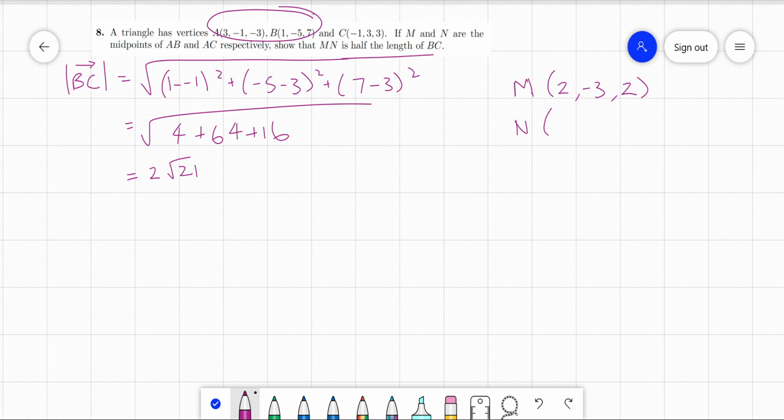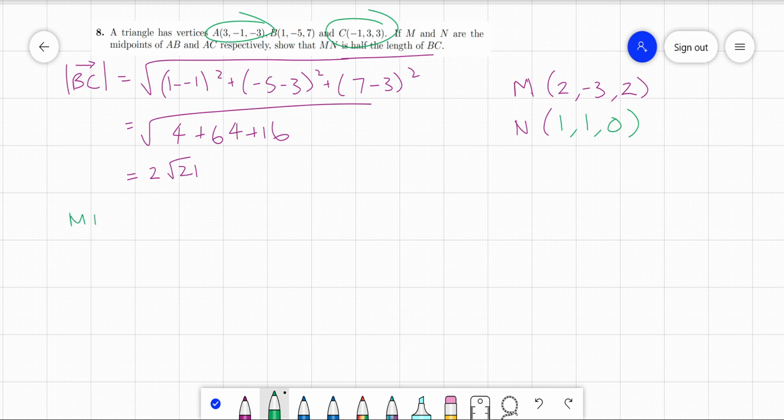So for N, we are doing the midpoint of AC this time, so don't get confused. So if I'm looking at A and C, I'm going to go 3 minus 1 and halve it. We can go minus 1 and 3 and halve it. Oh, same. And minus 3 and halfway is, of course, 0. So there's M and N. So now we can find MN.